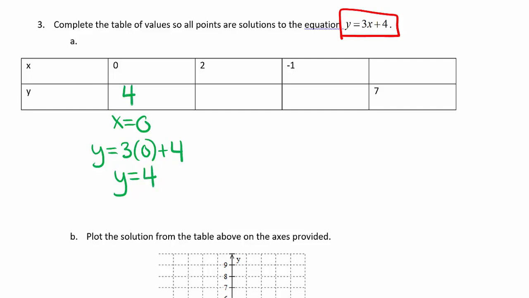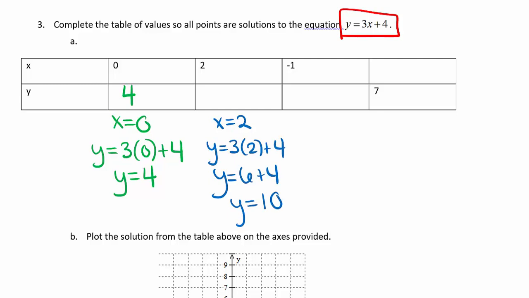That tells me that the point (0, 4) is a solution to this equation. I can do the same thing with x equal 2. I can plug that into my equation. If I replace the x with 2, I end up getting 6 plus 4, or 10. So the point (2, 10) is another solution.